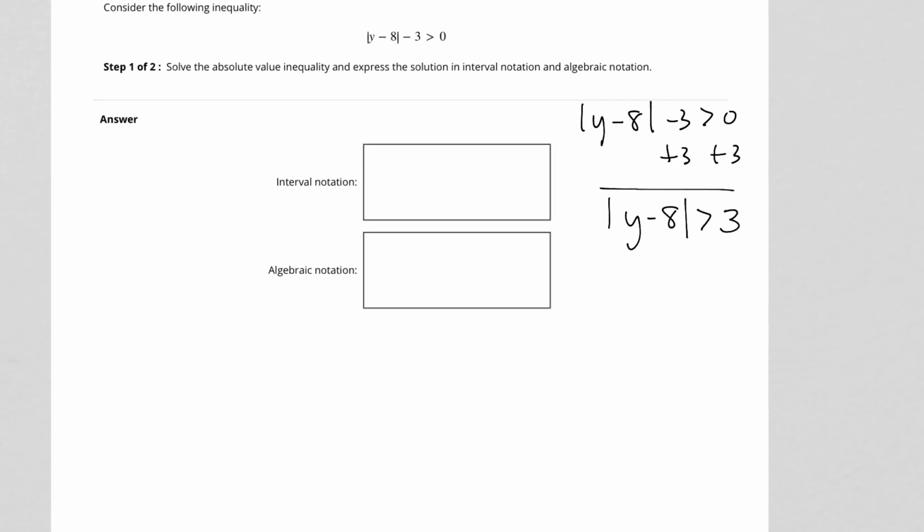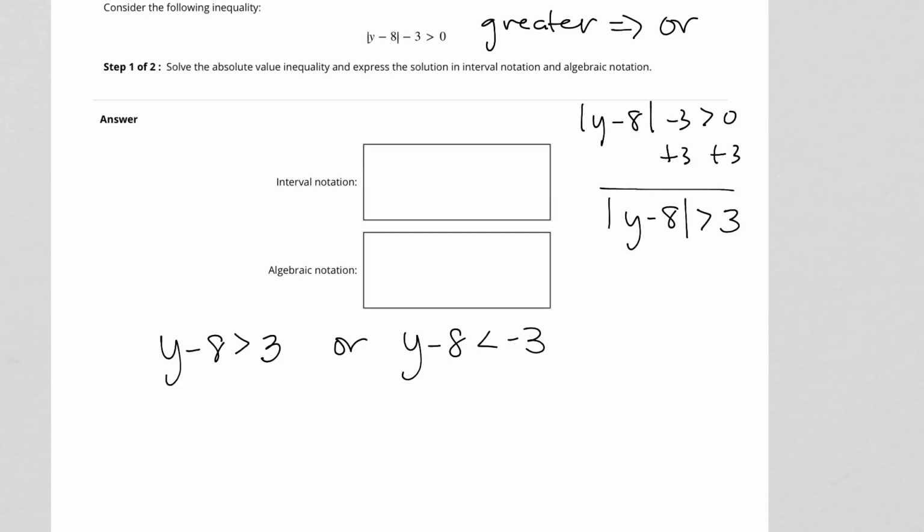And since it's greater, remember I gave you a little hint in your notes. Greater means or. That means that I'm going to solve y minus 8 is greater than 3, or y minus 8 is less than negative 3. I'm going to add 8 to both sides. Y is greater than 11, or on this side, add 8 to both sides.